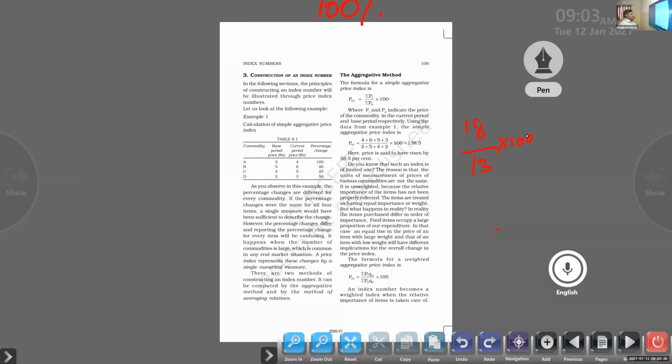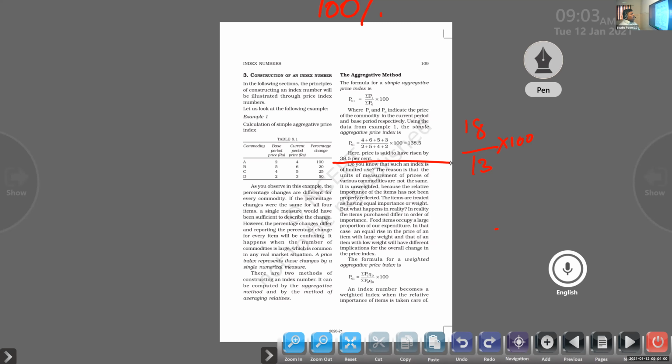Okay, fine guys. So this is the method to find out. It's called the simple aggregative method, to find out the changes in price. No matter the prices of different commodities change in different ways, all together we are calculating that. So we can say that the change is nearly 38.5% in the price of the commodities. That is the difference from the base year to today. Clear?